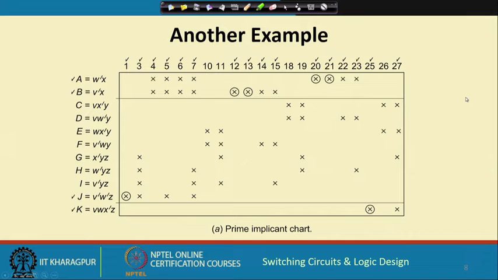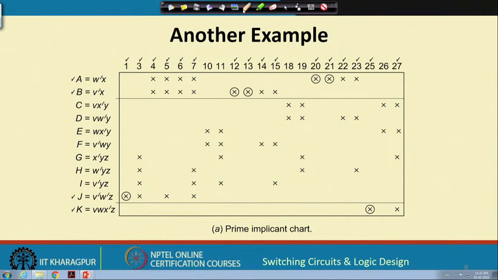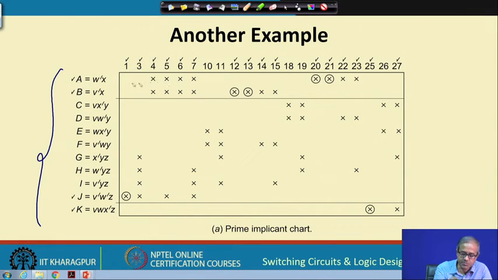Let us take another example. This is a slightly bigger example, where you see there are 4, 5, 6, 7, 8, 9, 10, 11 prime implicants, and these circled ones are the essential columns. So, the corresponding essential prime implicants are A, B and J, and finally, here K.